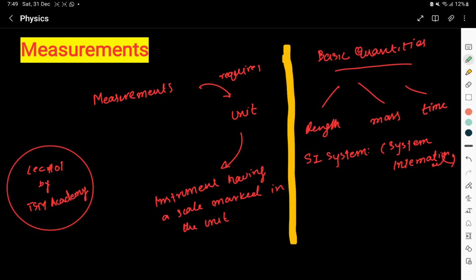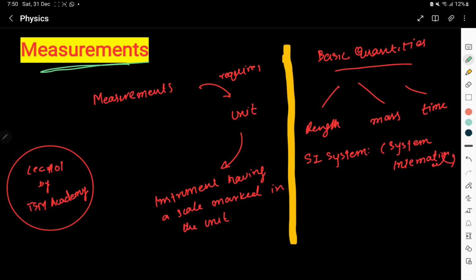So the first lecture of physics is about measurements. So what is meant by measurements? Measurement is when we find the quantity of any object. Let's say when we find the length of any object, it is a measurement. When we find the mass of any object, it is also a measurement.